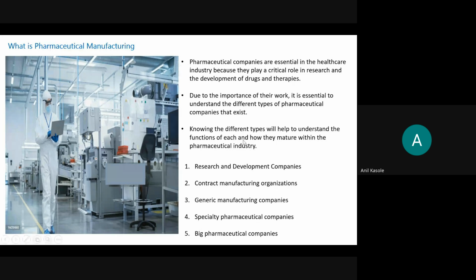In order to understand, there are various different types, I would say. The segmentation we can see in the next slide, but at a very high level: research and development companies, which is also in pharmaceuticals, contract manufacturing, generic manufacturing, specialty pharmaceutical manufacturing, and the big biopharmaceutical companies. So these are the five different segments in pharma. And if we want to understand further, right?